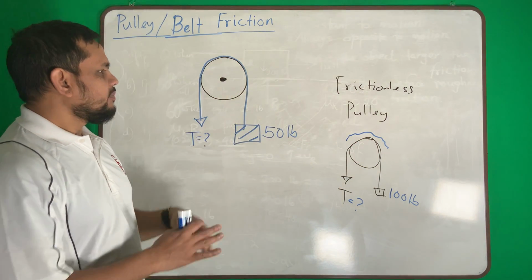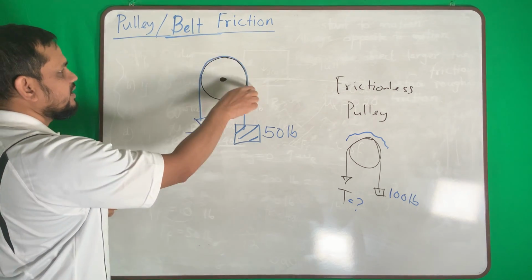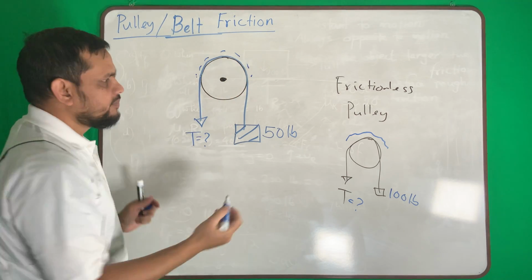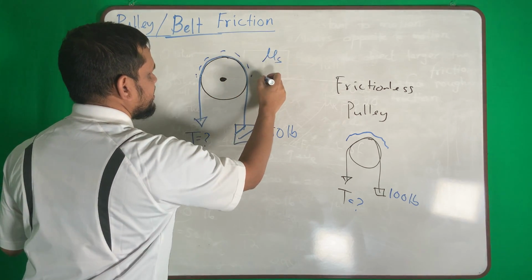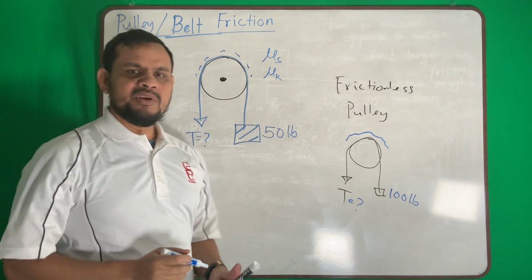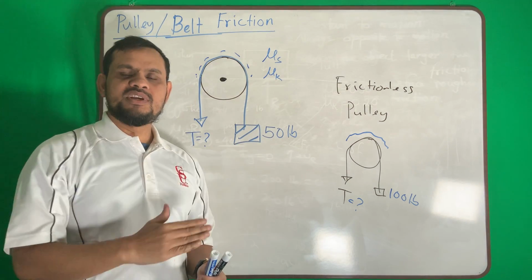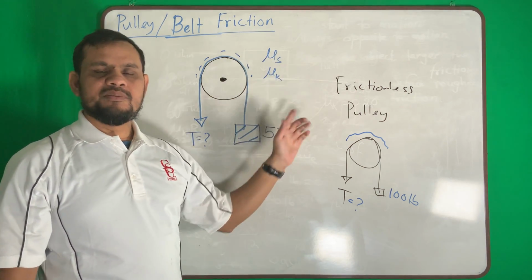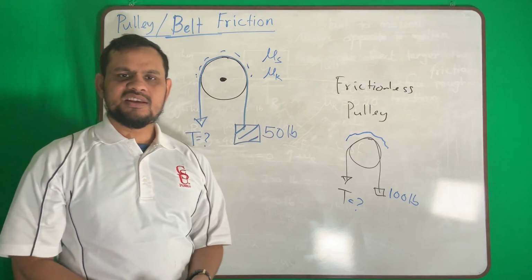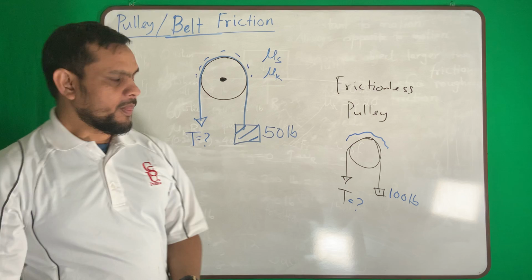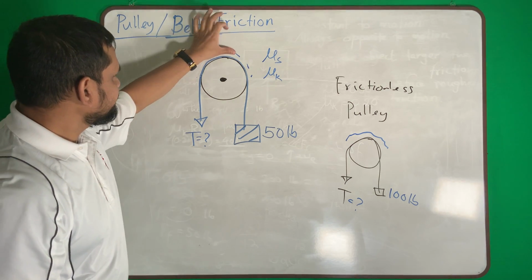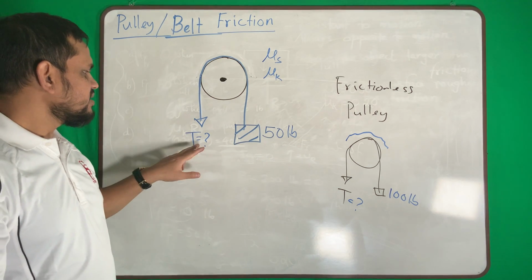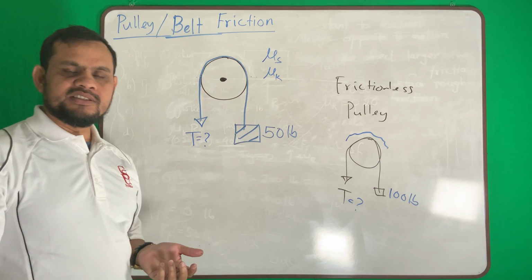Now the same thing, but there will be some friction on this surface. Let us say the frictional coefficients are mu s and mu k. If my belt doesn't move, it will be mu s, and if the belt moves, it will be mu k. That is static versus kinetic. Now there is an object here that is 50 pound and I am pulling it with T. What is the value of T? That is the main question.